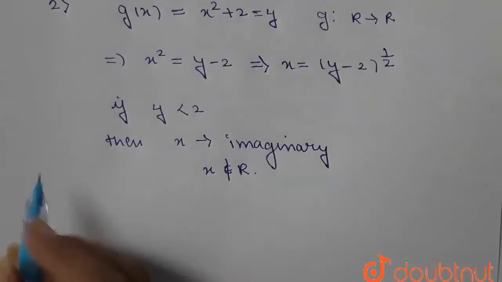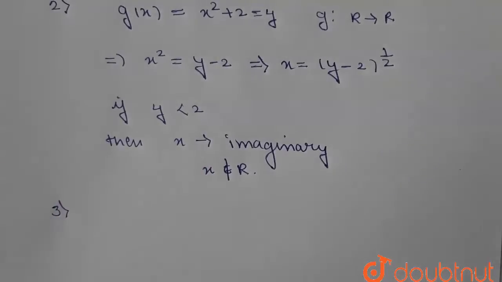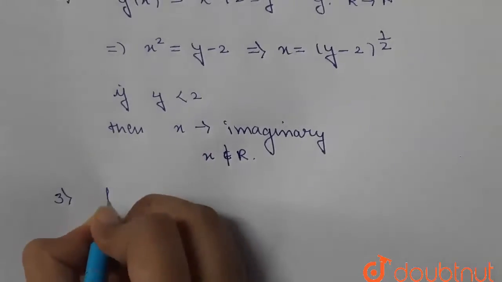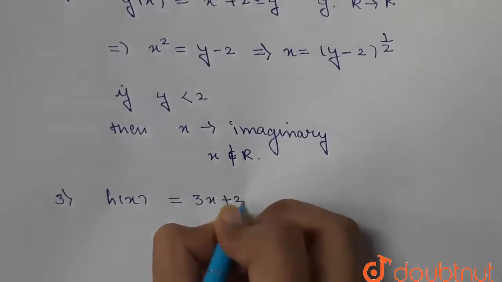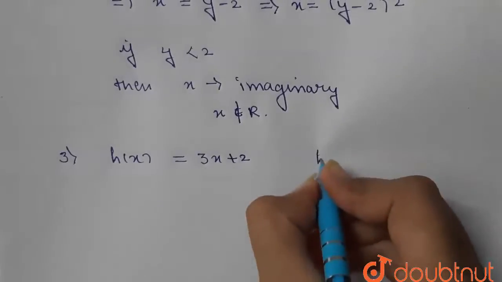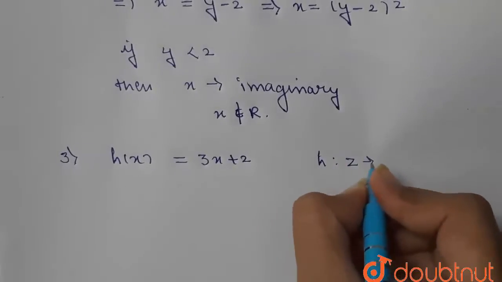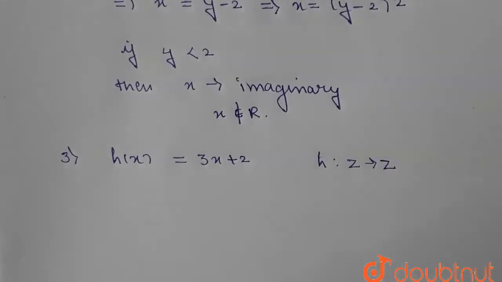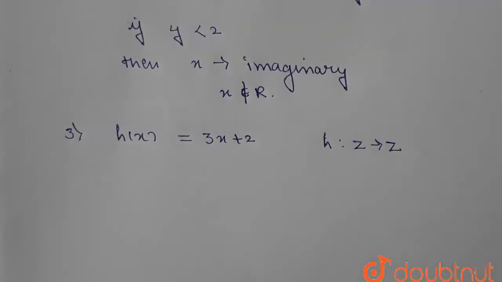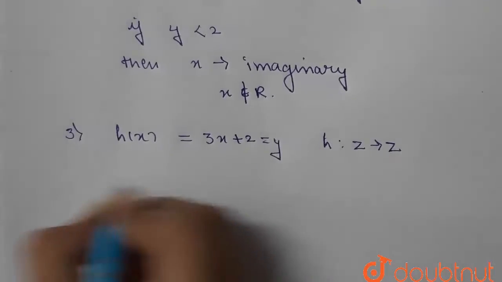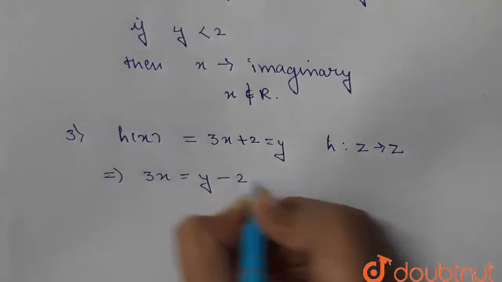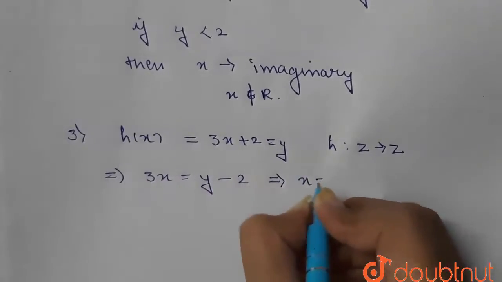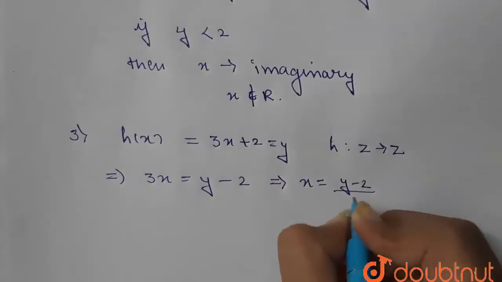Now if I talk about the third option, we are given that h of x is equal to 3x plus 2, where h is from integers to integers, Z to Z, and x belongs to Z. Again if I put this equal to y, then 3x will be equal to y minus 2. This implies x will be y minus 2 divided by 3.